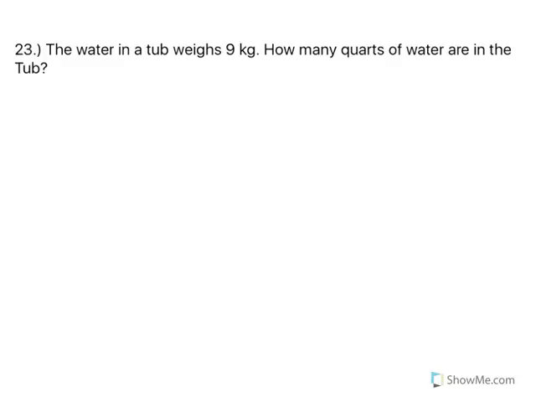Number 23. The water in a tub weighs 9 kilograms. How many quarts of water are in this tub? And you're like, what are you talking about? Well, remember that we know how much a gallon of water weighs. So we can go quarts to gallons. We can go kilograms to pounds. So again, start with what you're given. I'm given 9 kilograms. I need to somehow go from kilograms to volume. Well, first of all, let's change kilograms to pounds.